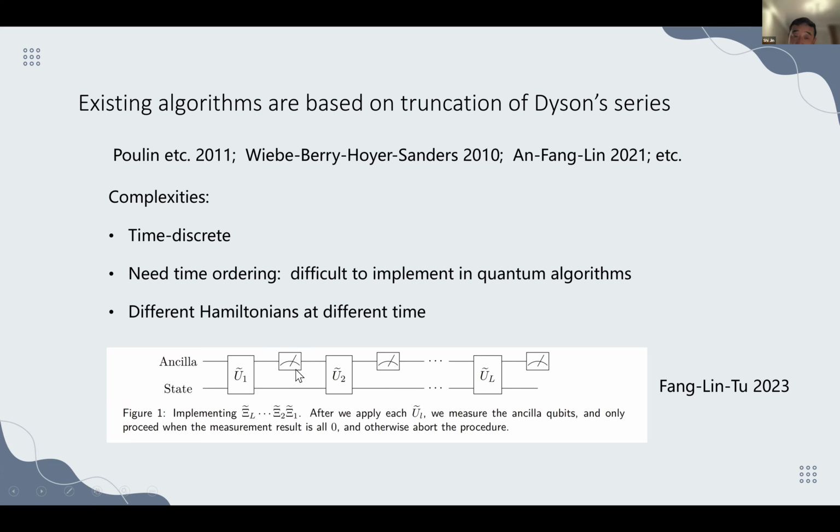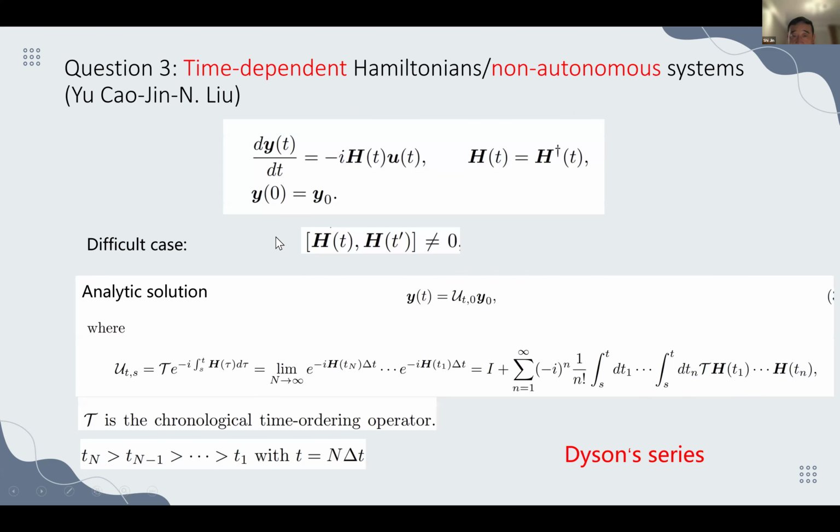As I mentioned before, quantum measurement is very difficult to do, but their algorithm has to take the measurement at every time step. So it's rather complicated. Also you have to do time discretization, because you have to interpret this in discrete time.